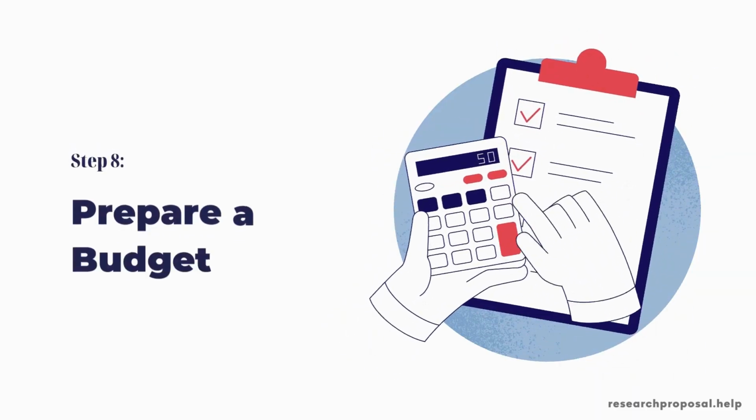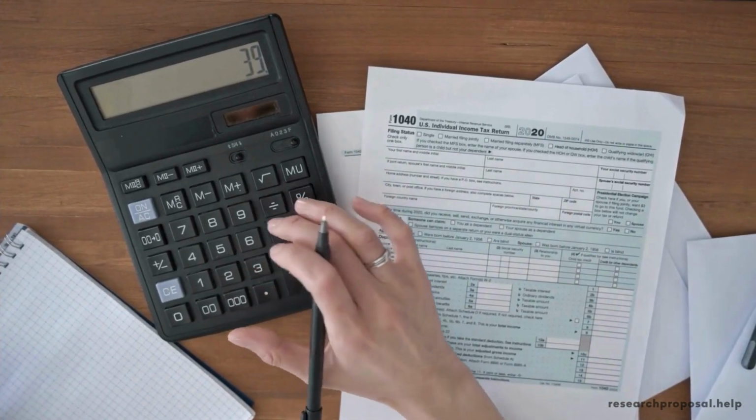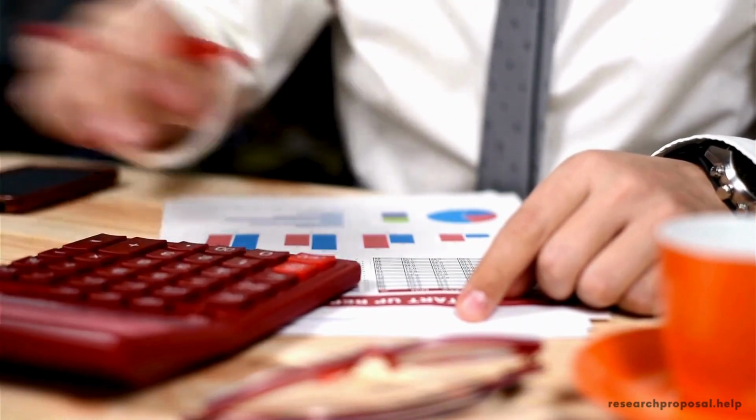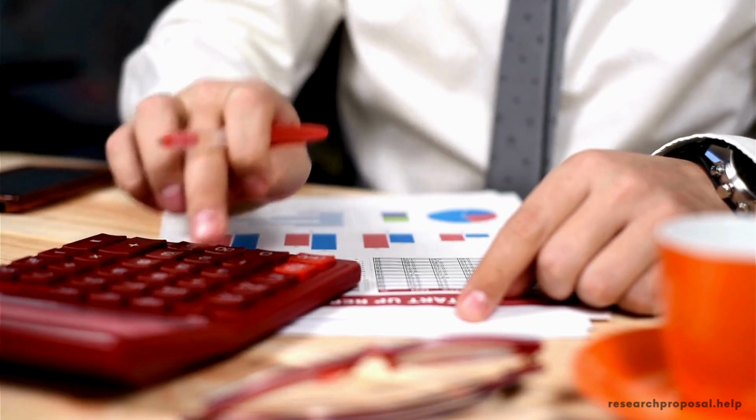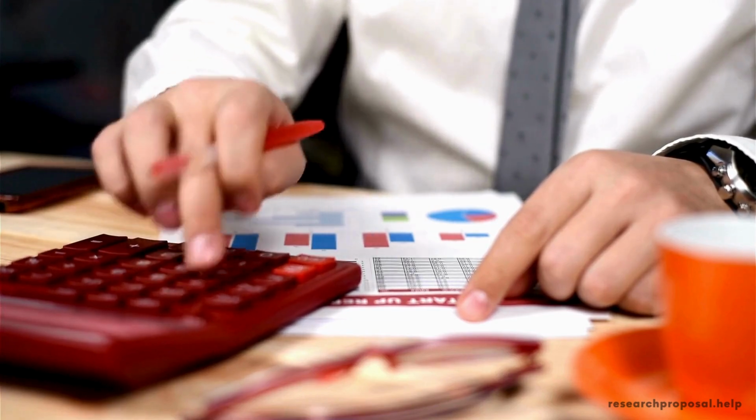Step 8. Prepare a budget. If your proposal requires funding, include a detailed budget. Itemize all expenses and justify the costs. Ensure that your budget is realistic and aligns with the funding body's guidelines.